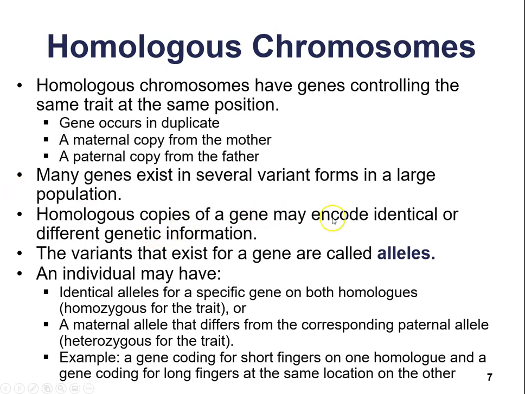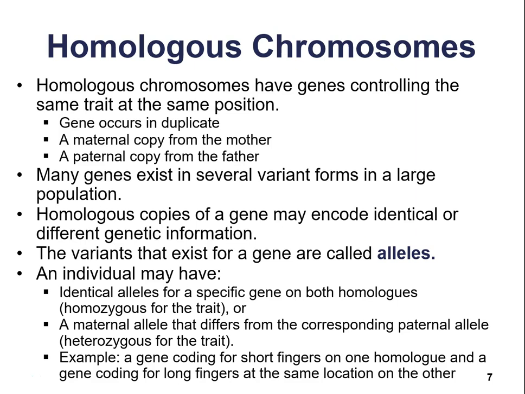Homologous copies of a gene may encode identical or different genetic information. It depends. So again, we're going to call those variants alleles, like I mentioned. The form that you have on the maternal chromosome versus the form that you have on the paternal chromosome of that gene is called an allele. Those are different. It's the same gene, but different variants of that gene.